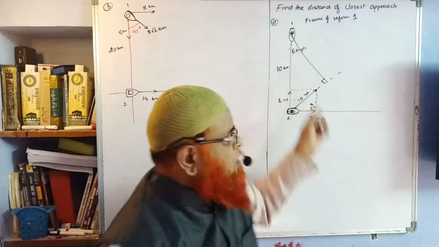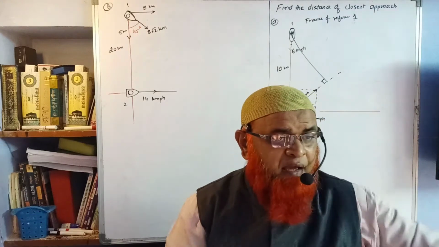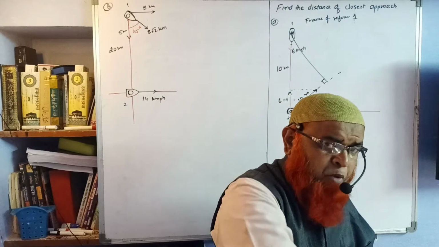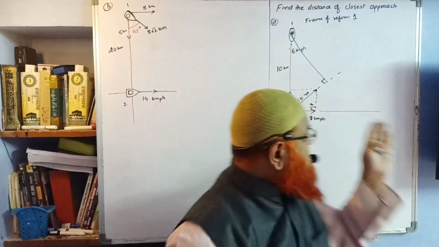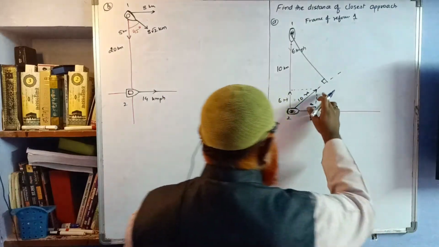For you, this boat doesn't appear to go in a horizontal way. You feel that the boat is coming according to the direction of the hypotenuse. You feel that the boat is coming along the direction of the hypotenuse towards you. That's it. Okay, so let us see what is going to happen here now.